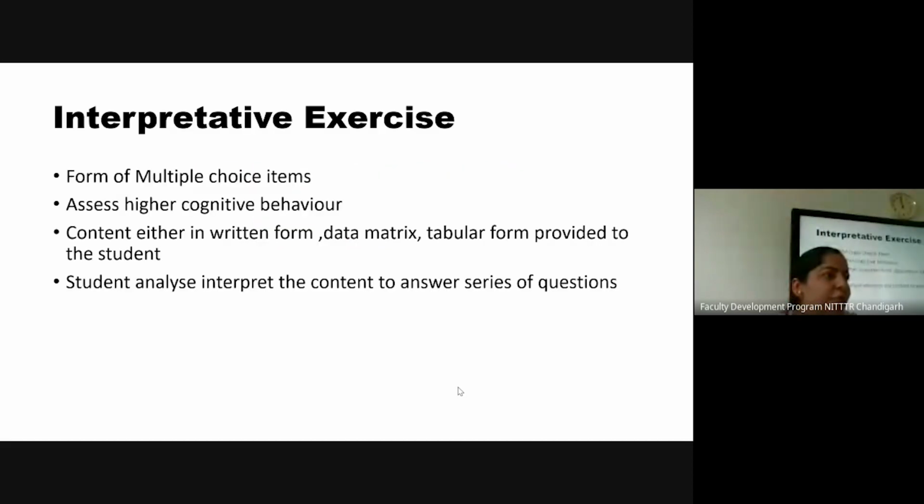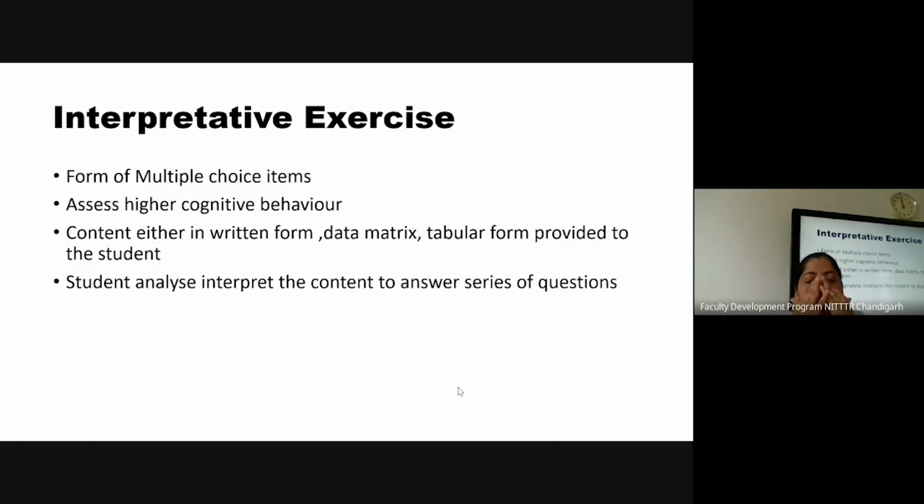Multiple choice items only, but these items help us to assess higher cognitive behavior. So when we said analysis, evaluation, creation, these can be checked with the help of interpretative exercises. In these type of exercises, content either in written form or we can provide a data set also in a tabular form is provided to the student, and we ask the student to analyze the information and then give responses to a series of questions. So interpretive exercises में क्या होता है?